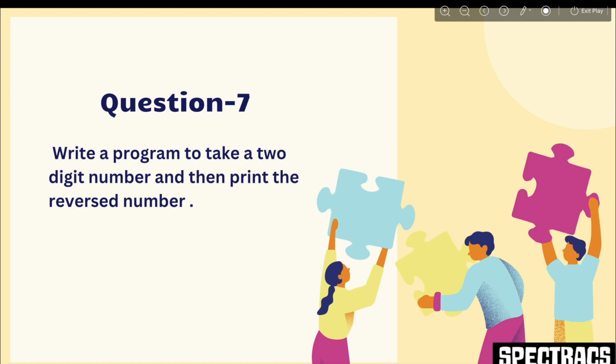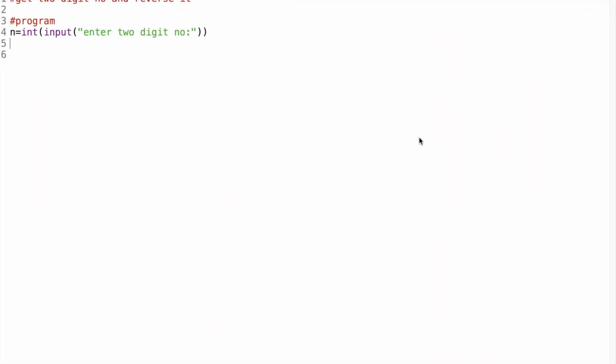Write a program to take a 2-digit number and then print the reverse number. So in this problem, they're asking us to get a 2-digit number as input and then reverse it. So n is equal to int(input("Enter a 2-digit number")). Then we're going to divide this number into the first and the last part. In the end, the second digit should become the first digit and the first digit should become the second digit. So let's get the second digit of the number entered.